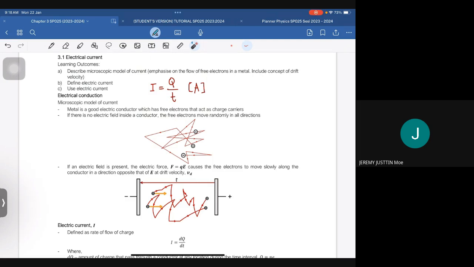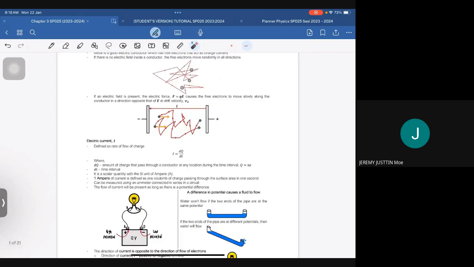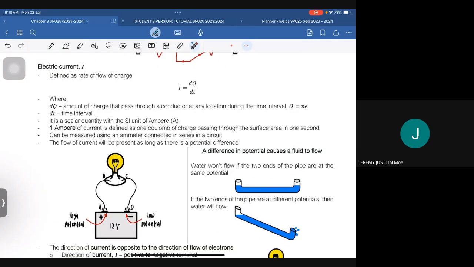Okay. So the one describe microscopic model of current, define that is for your UPS lah kalau dorang tanya lah. Okay. So the theory part UPS, tapi the calculation part PSPM lah. Okay. So sekarang Q here is basically the amount of charge lah that pass through a conductor at any location during the time interval lah.